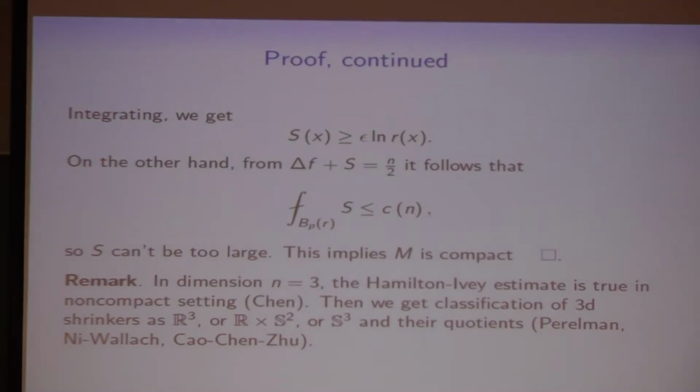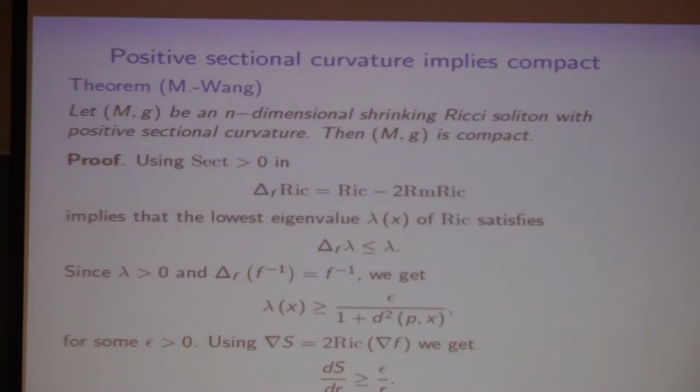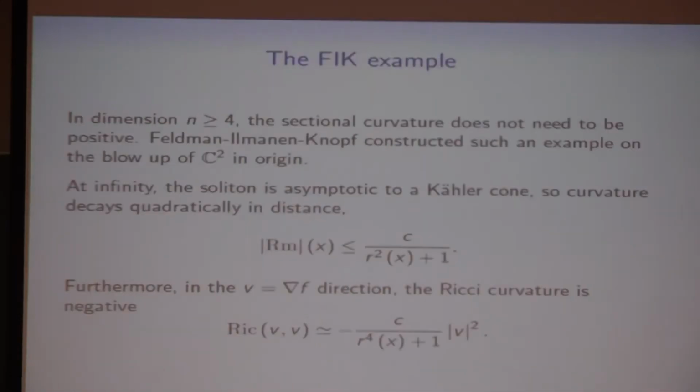So this is one result where there's no asymptotic geometry yet, but it tells you that now you have to study solitons which are not positively curved. So are there any examples like that? And there is one in dimension at least 4. In dimension 3, of course, we classified them. But in dimension at least 4, there is such a soliton, and it's constructed by Feldman, Ilmanen, and Knopf.